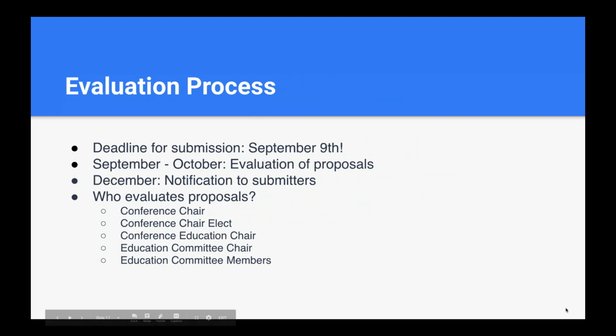As was pointed out earlier, the deadline to submit is September 9th. We spend 2 very full months evaluating proposals. We get hundreds of them each year, and so we have a big crew of us, including 3 people from the conference committee and everyone from the education committee to look them over and rate them, and then we look at the averages of what those ratings are.